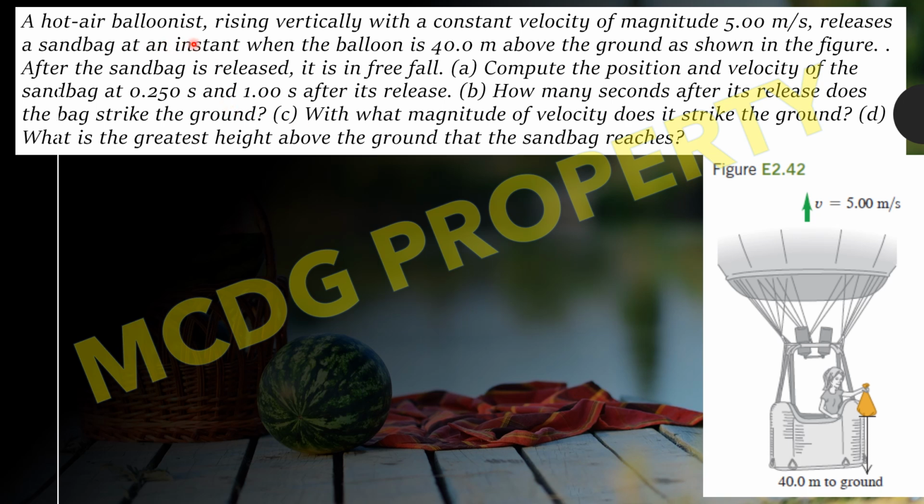A hot air balloon is rising vertically with a constant velocity of magnitude 5 meters per second, and releases a sandbag at an instant when the balloon is 40 meters above the ground. After the sandbag is released, it is in free fall.